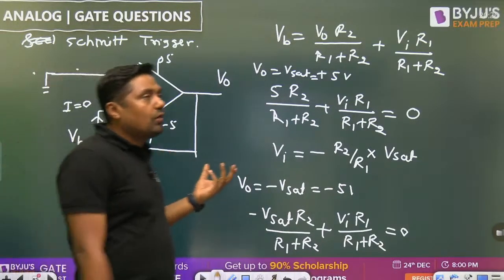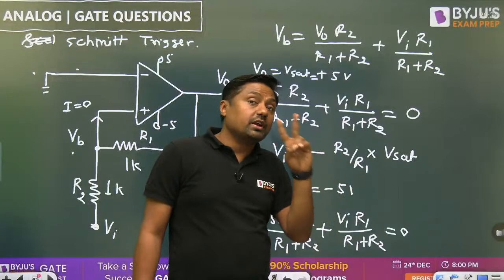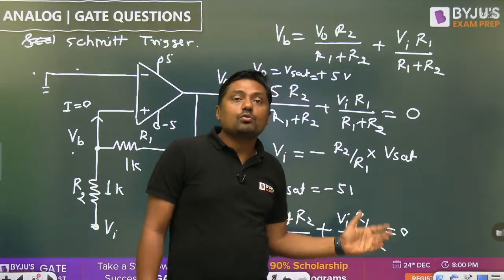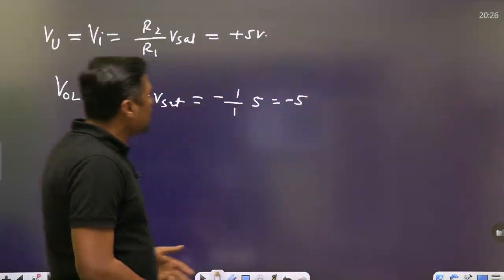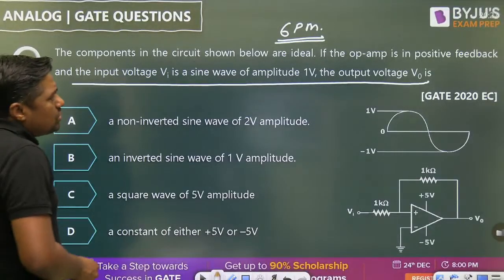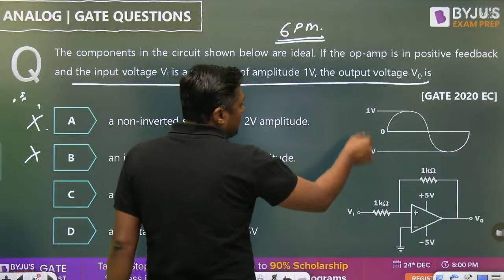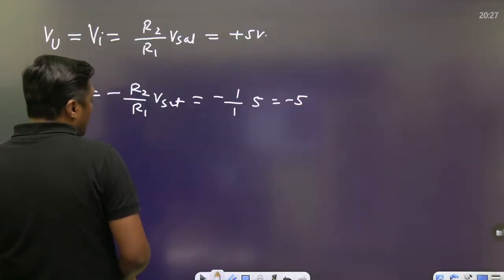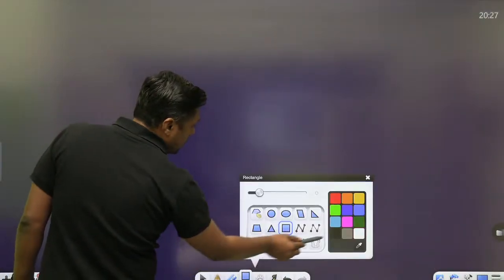For which value of Vi it will become 0, and then you will get the two values of Vi. Lower value is called lower threshold and upper value is called what? Upper threshold. Okay. Once you get the upper threshold and lower threshold, what is the range of the input? It is between 1 volt and minus 1 volt. Means it is not going to cross the upper threshold or what? Lower threshold.